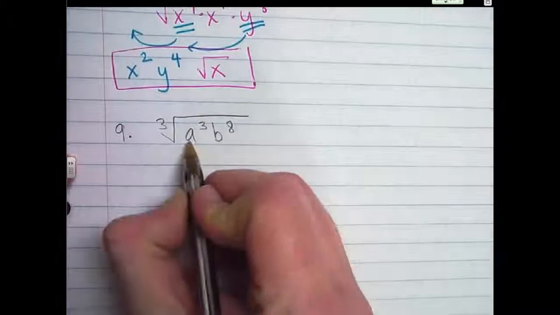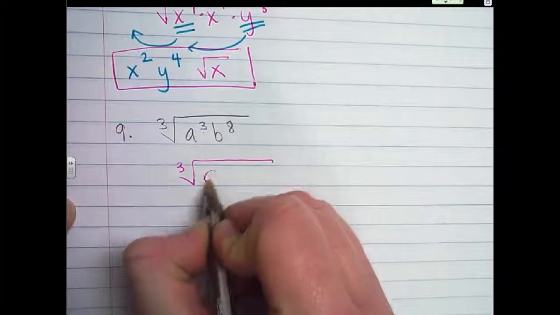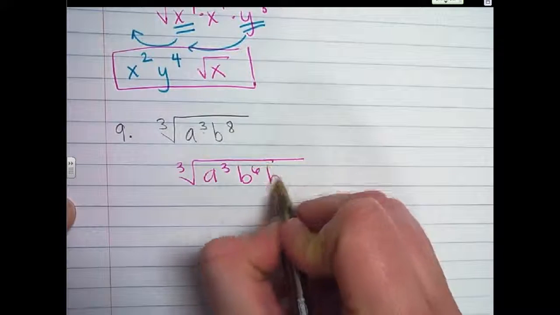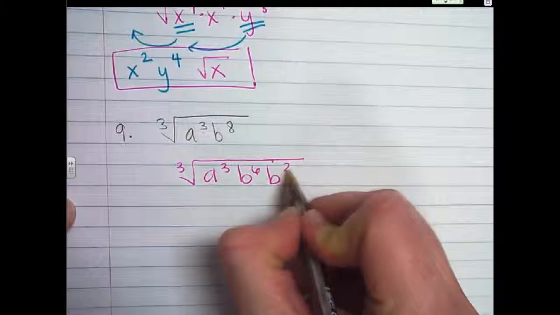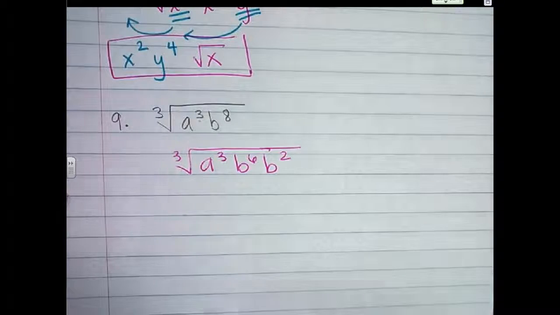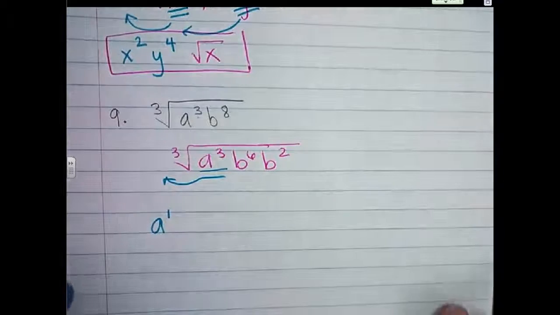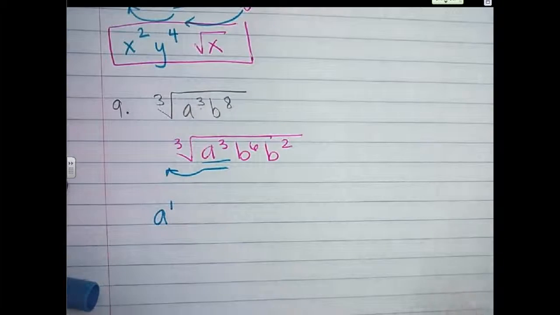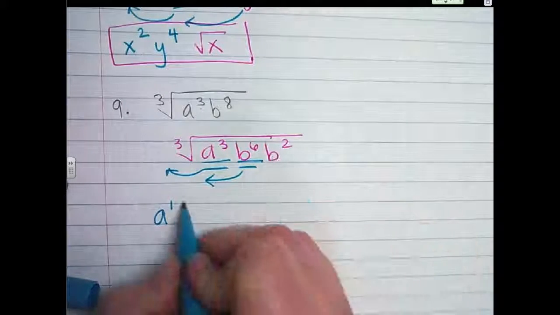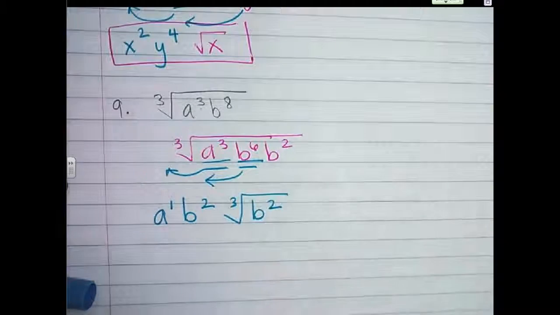Does this one divide evenly, my A? Yeah. How about my B? No. So what can I split that B into? Good. B6, and what's left over? 2. Good job, guys. So when I bring the A out, what do I get? 1. Right, A1. If you want to put the 1, you can. You don't have to. If you take the B out, what do you get? B2. And what's left on the inside? B2.